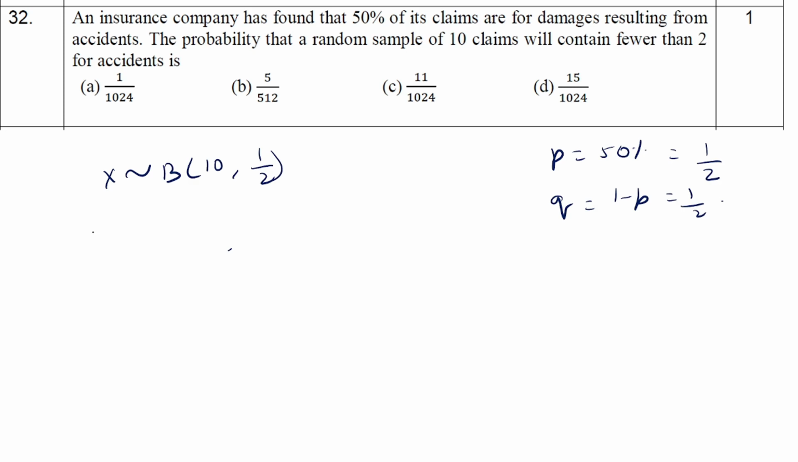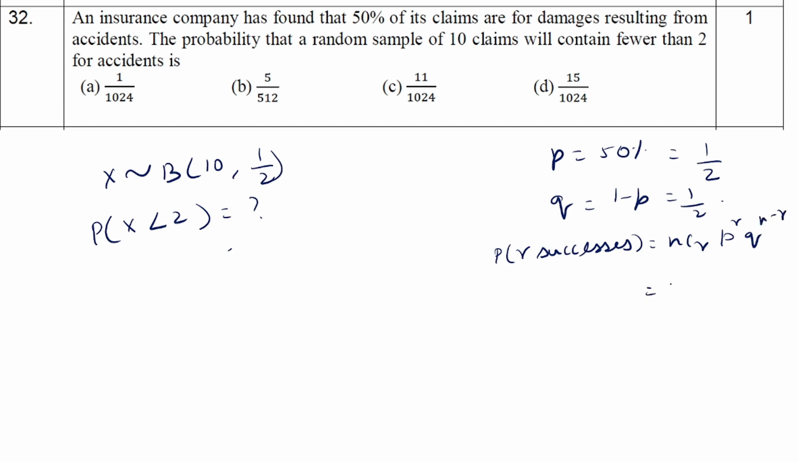Now we need to find probability of x less than 2. So we know probability of r successes in a binomial distribution is given by nCr p raised to r q raised to n minus r. So here n is 10, so it is 10Cr, p is half and q is half, raised to r, then half raised to 10 minus r. So this is equal to 10Cr into half raised to 10.